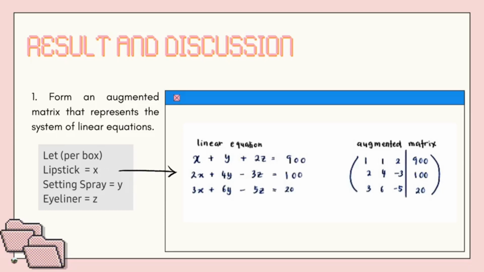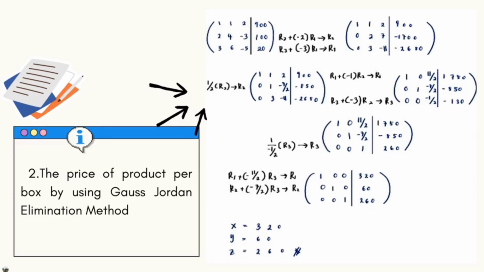1. Form an augmented matrix that represents the system of linear equations. Firstly, we need to take out all of the information from the question to create linear equations. After we have the linear equations, we can find the augmented matrix. So this is how we find the augmented matrix. 2. The price of each product per box by using the Gauss-Jordan elimination method.